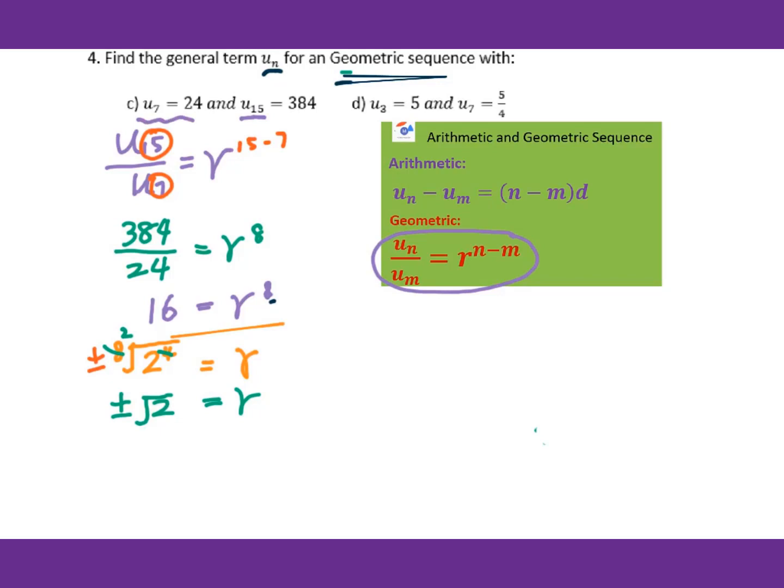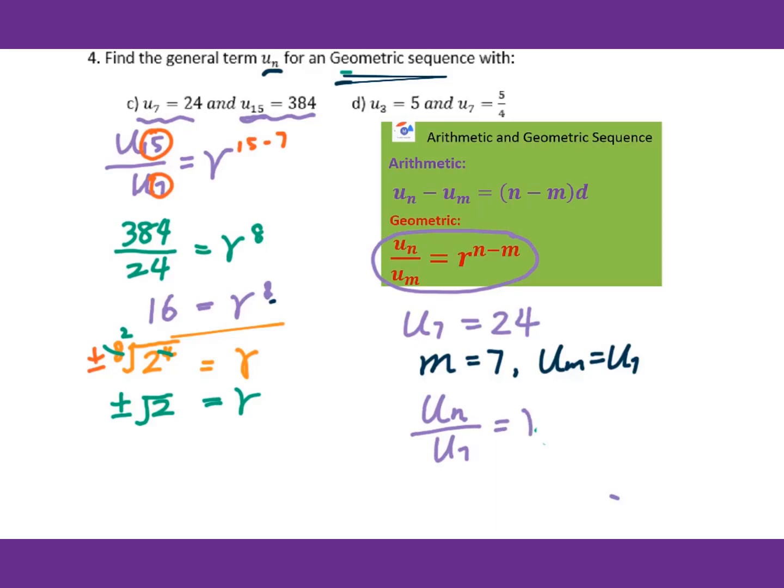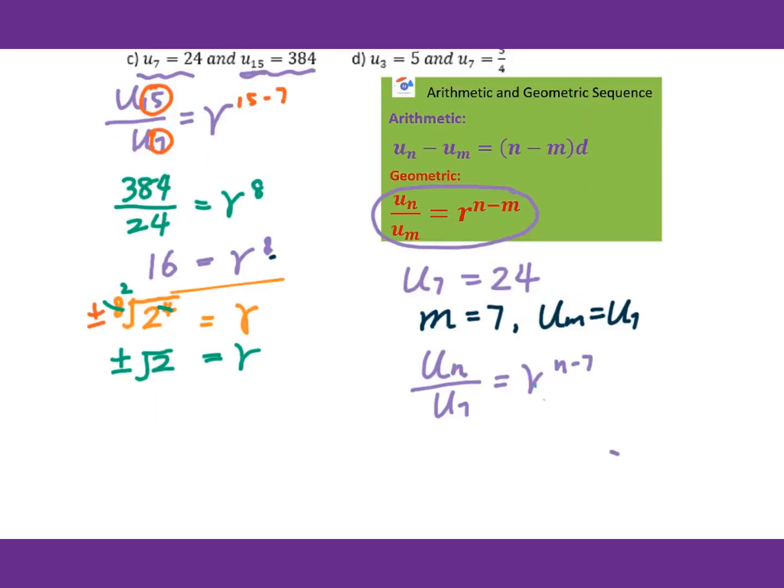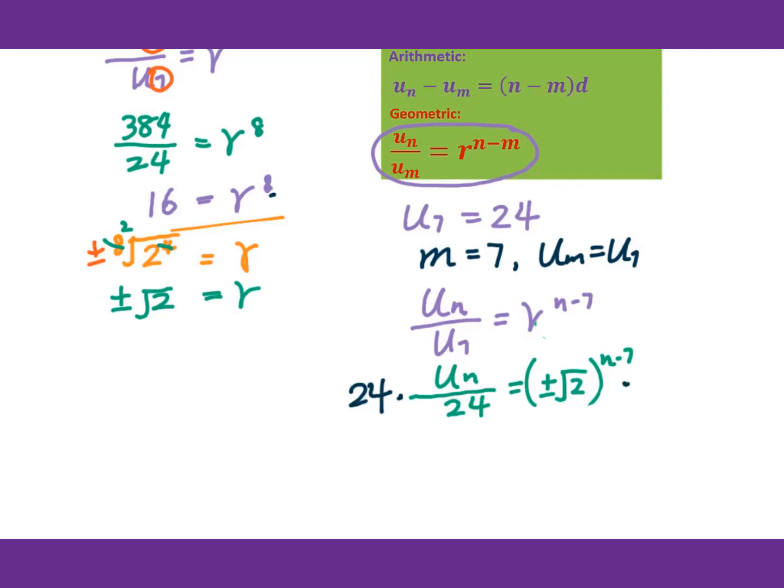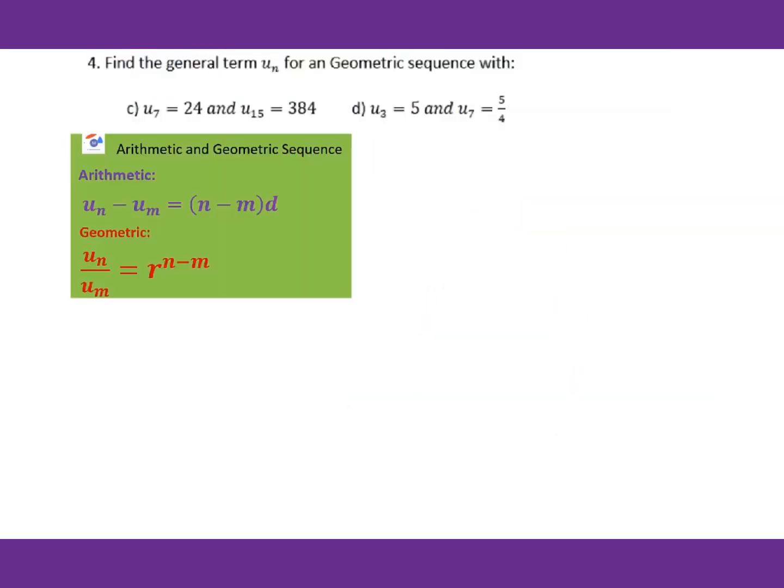You choose any of these as u sub m. Let's choose u sub 7 equals 24. So we know that m equals 7 and u sub m equals u sub 7. So we plug in. We got u sub n over u sub 7 equals r to the n minus 7th power. Now we plug in u sub n over u sub 7, that's 24, equals plus or minus square root of 2 to the n minus 7th power. Then we multiply by 24 both sides. You will get the u sub n equals 24 times plus or minus square root of 2 to the n minus 7th power. Let's go to D.